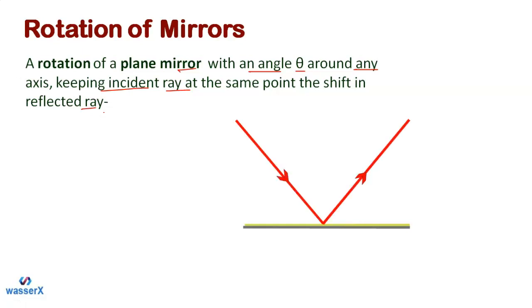So let's say this is the incident ray and this is the reflected one. This is the incident ray, okay, and this is the reflected ray, let's say R1, and we are keeping this incident ray at the same point. We are not displacing it from anywhere, and this is the point of incidence, and from here only it is getting reflected back. So what would happen, students?